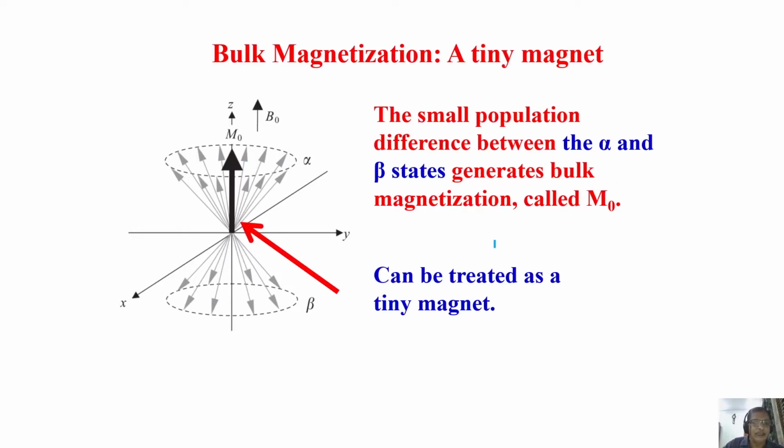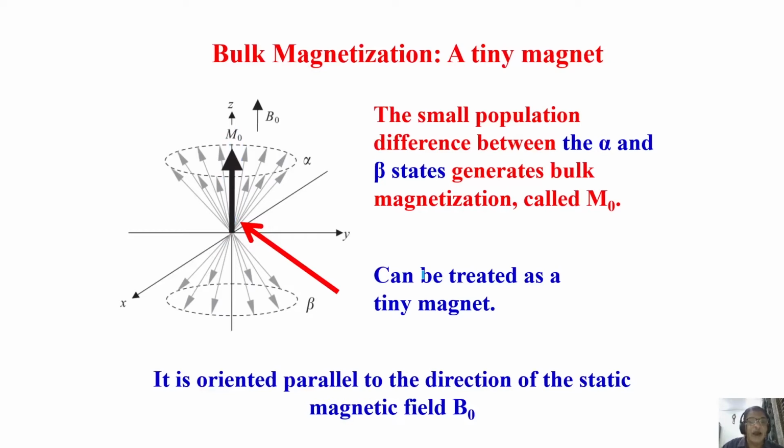This is a nomenclature. M naught is the bulk magnetization, which is along the z axis. We can treat it like a small tiny magnet. Remember, when we are dealing with the individual spin, we use the term magnetic moment. When I'm taking the vector addition of all of them, I'm talking about what is called bulk magnetization, which is a tiny magnet. Now let us understand how this bulk magnetization is oriented.